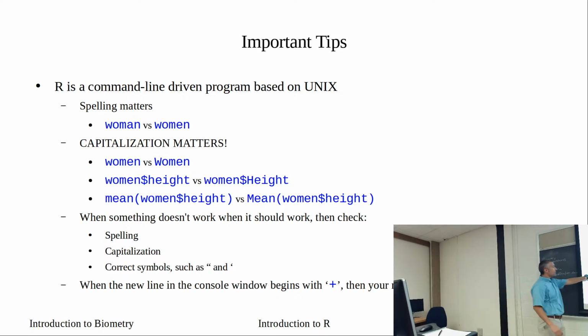All right. When something doesn't work when you think it should, here's what you should do. Check the spelling first. Did you misspell anything in that line? Second is capitalization. Did you capitalize something maybe when you read in the data? Did you capitalize something in your actual code itself? And then also check correct symbols, such as the quotes. All right. So I put this quotes thing here. In R, it doesn't matter if it's single or double quotes, as long as if you open with a single, you close with a single. If you open with a double, you close with a double.